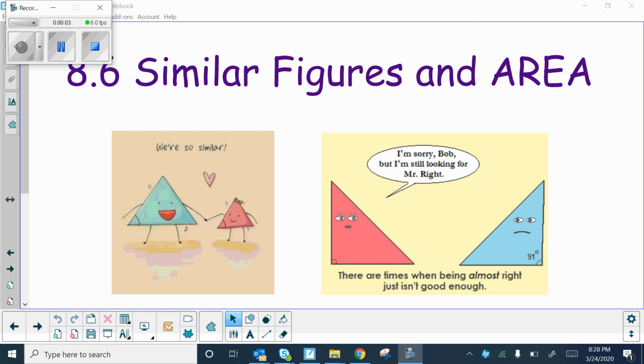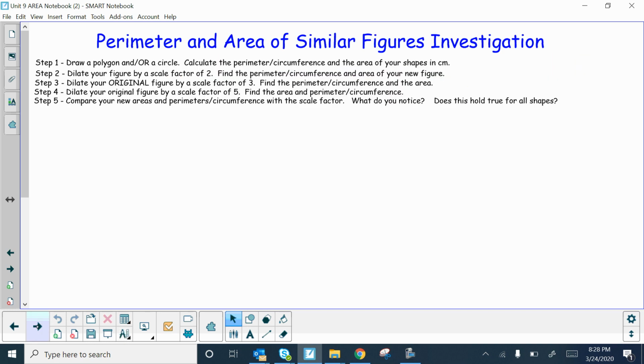All right, guys. This is our next section that deals with area. This is going to be related to finding the areas and perimeters of similar figures. Okay, so we're going to start off with an investigation. So we're going to draw a polygon or a circle, whichever you choose.